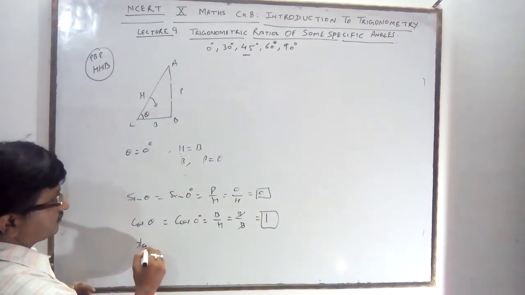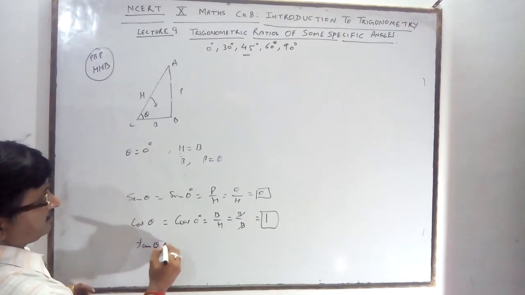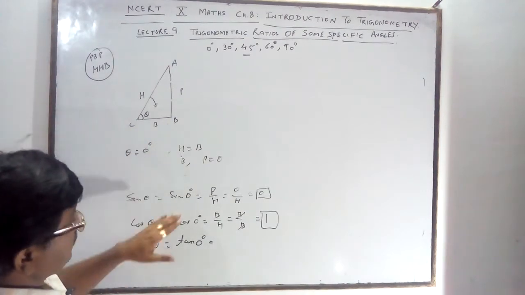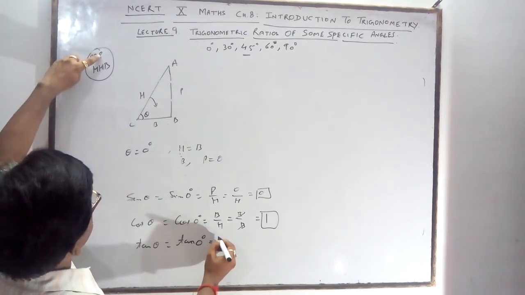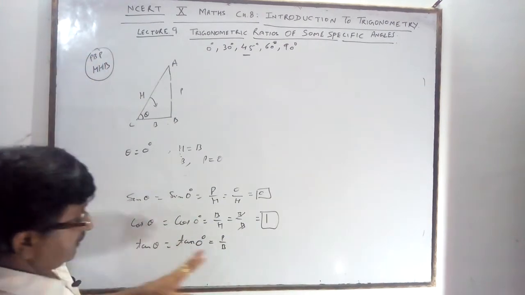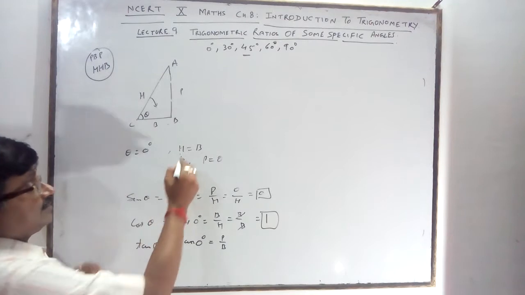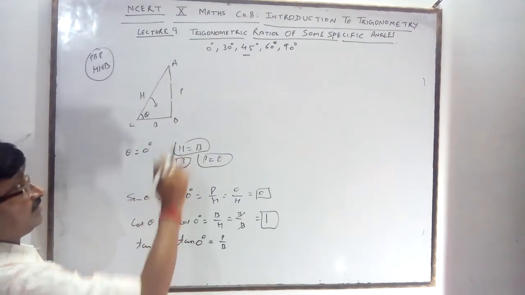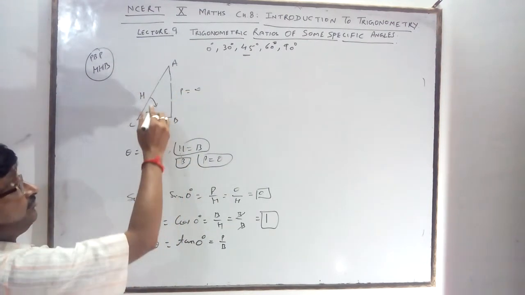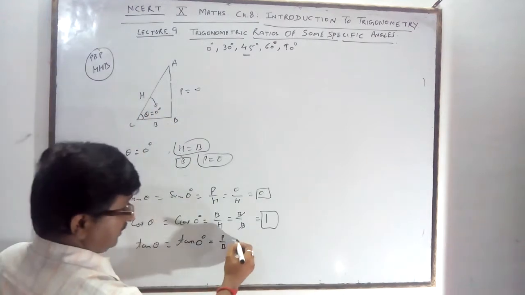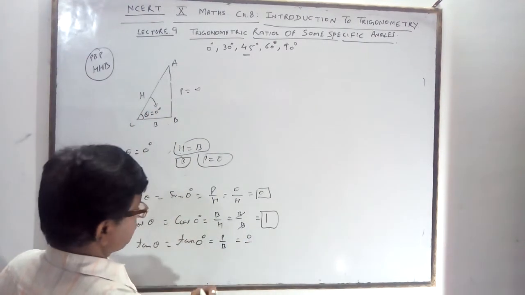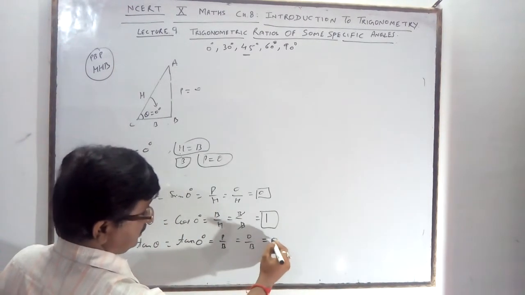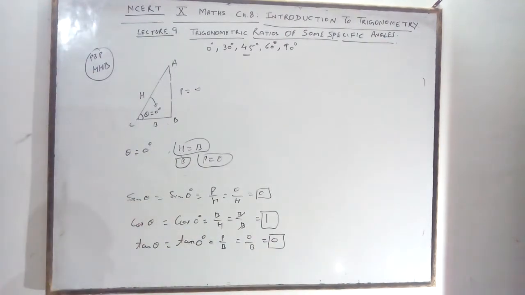Now tan 0. Tan theta gives you tan 0 degree, and tan is P by B, perpendicular upon base. Out of these three sides, you put the values. The perpendicular becomes 0 because of 0 degree. So perpendicular upon base is 0 upon base, and 0 divided by anything is 0. So tan 0 is 0.